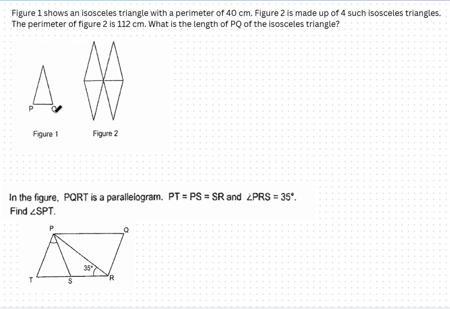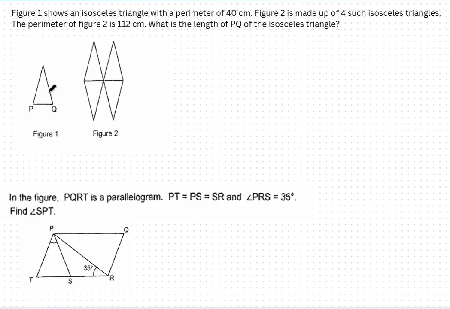Figure 1 shows an isosceles triangle, and the perimeter of this isosceles triangle is given to be 40 centimeters. Figure 2 is made up of 4 such isosceles triangles, and the perimeter of this figure is 112 centimeters. So we need to find the length of PQ.